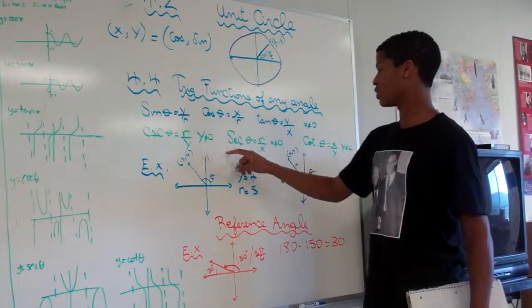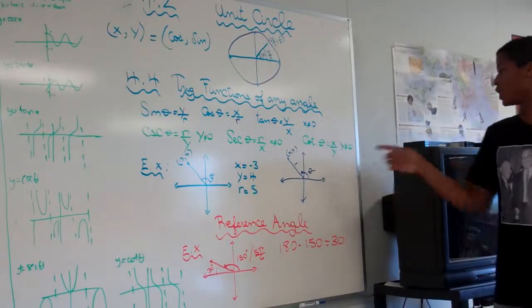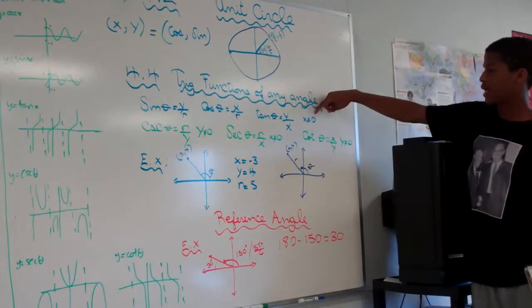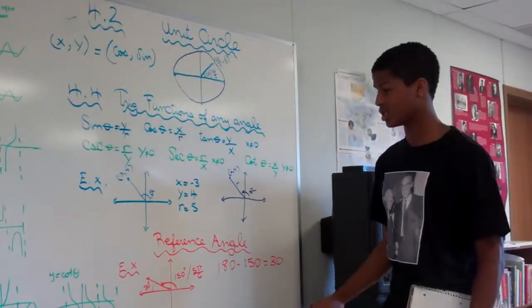Oh yeah, one more thing. Y can't equal 0 for cosecant, x can't equal 0 for secant, and for cotangent y can't equal 0, and for tangent x can't equal 0, because that would be undefined and it wouldn't make sense.